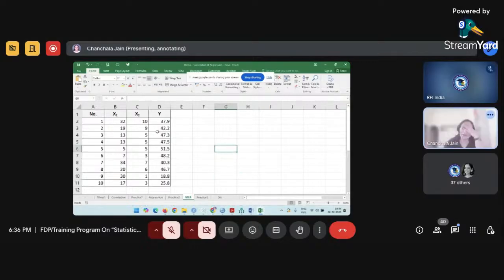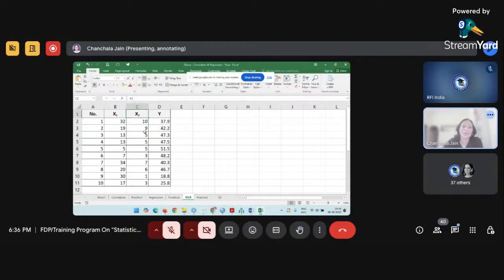You can find here that we have three columns, y, x1 and x2. So y is your dependent variable, x1 and x2 are your independent variables. So we have more than one independent variable. That means this is a case of multiple linear regression, right?